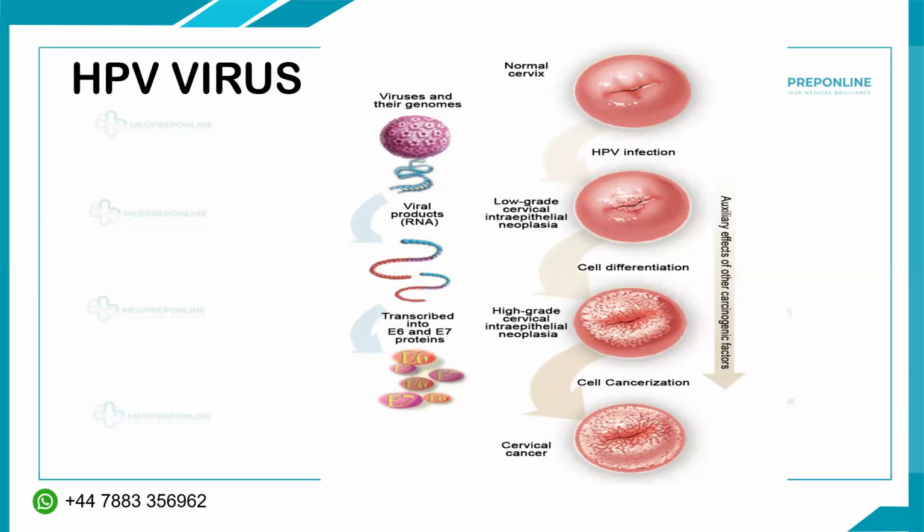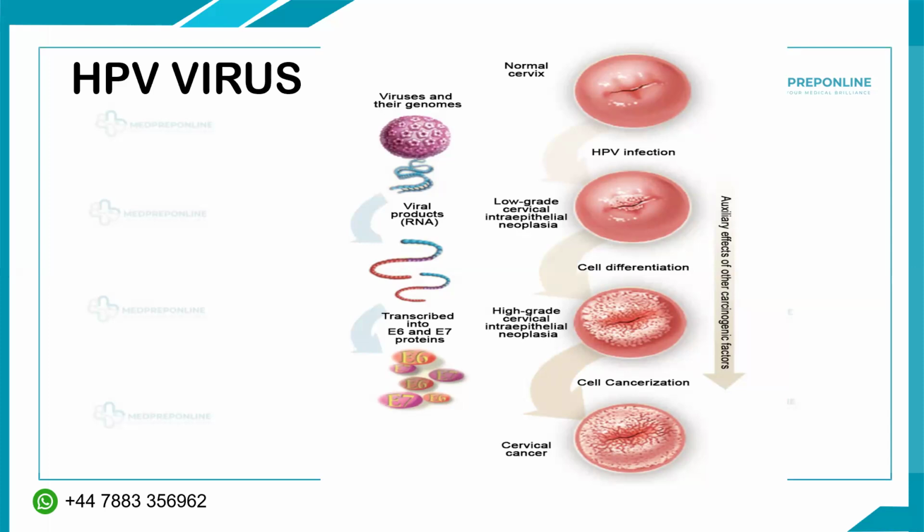Metaplasia is basically the change of one differentiated type of epithelium converting to another differentiated type of epithelium. So it is very important to remember that this metaplasia in the transformation zone, which is the squamocolumnar junction, is not pre-invasive. What is pre-invasive is when there is dysplasia occurring at the transformation zone. And the main causative organism for this is human papilloma virus, right?